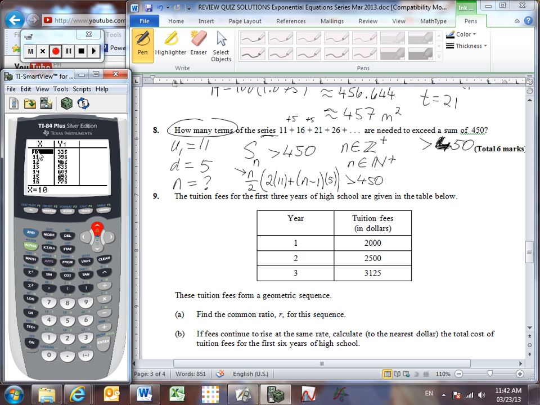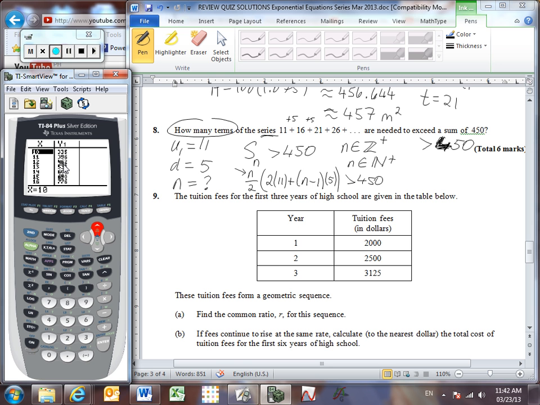But I could use a table because my n values are, of course, going to be integers, and a table is perfect when you're dealing with integer values. We can see that when we were at 11, we were only at 396. On the 12th row, we were finally above 450 at 462.